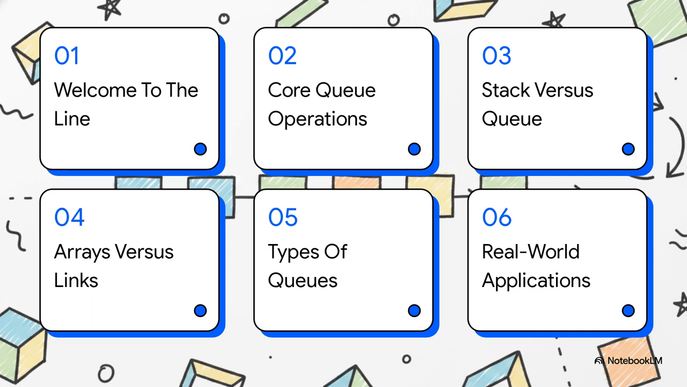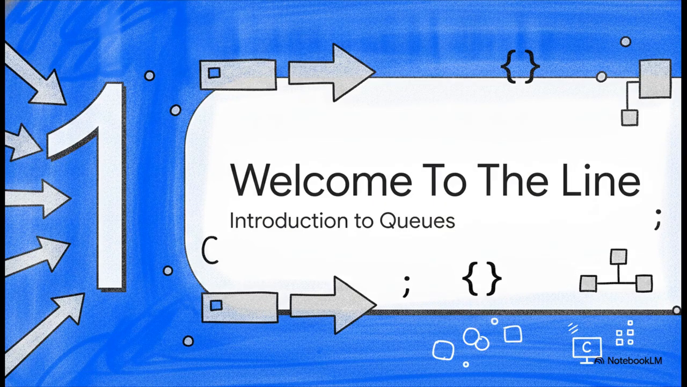Here is our quick roadmap for today. We're going to kick things off with Welcome to the Line, then explore core queue operations in C. After that, we'll contrast a stack versus queue, look at building queues, arrays versus links, explore types of queues, and finally wrap up with real-world queue applications. Okay, let's dive right into Section 1, Welcome to the Line.